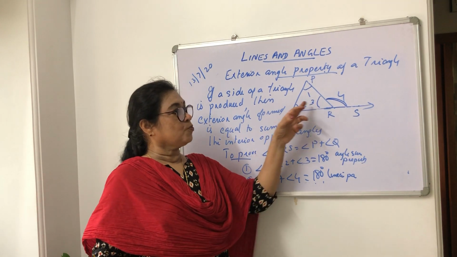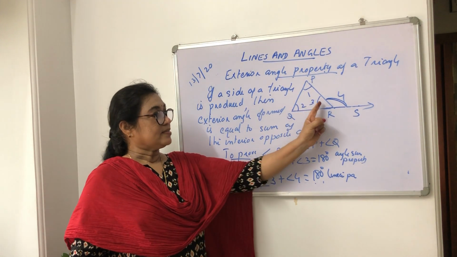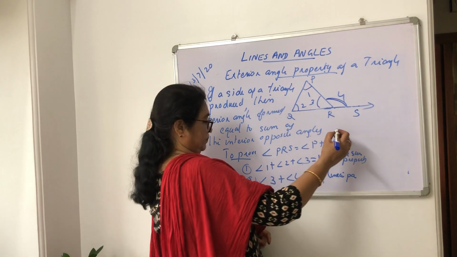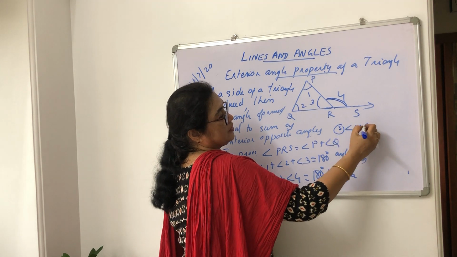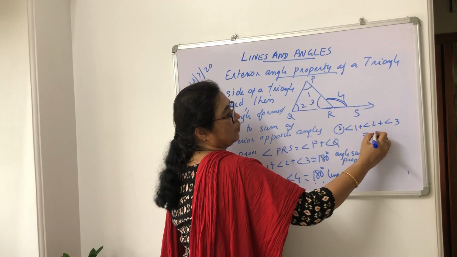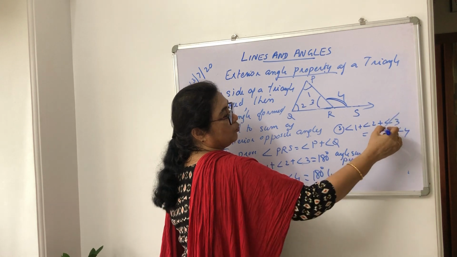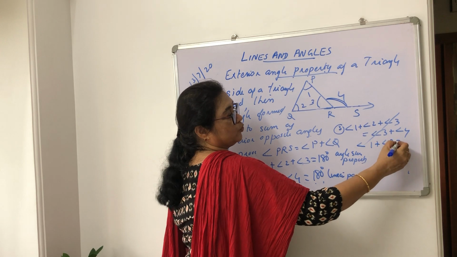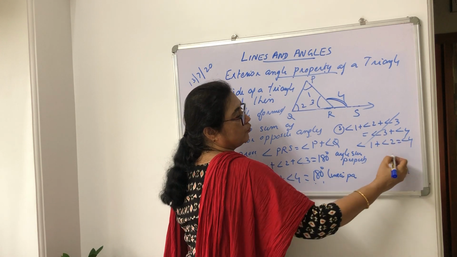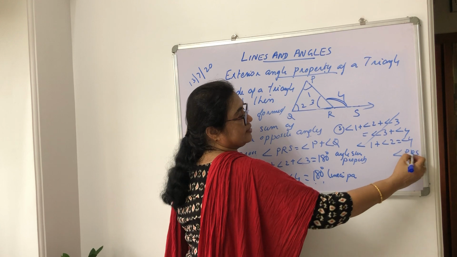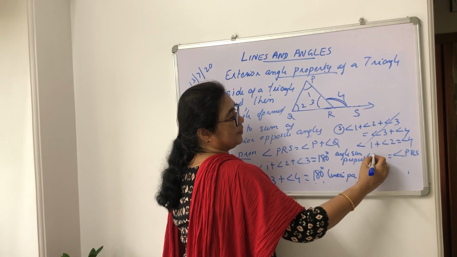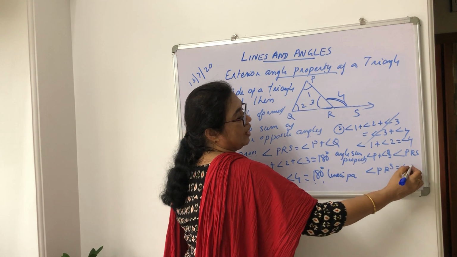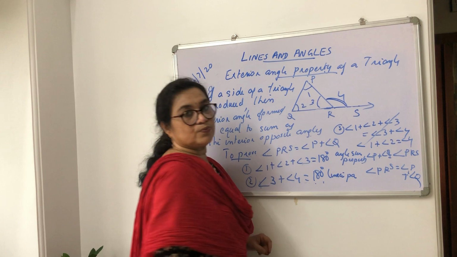Here 1 plus 2 plus 3 is 180. Angle 3 plus 4 is also 180. I can write these two are equal. Angle 1 plus angle 2 plus angle 3 equal to angle 3 plus angle 4. Both sides, 3 and 3 cancel. So you are getting angle 1 plus angle 2 is angle 4. Angle 4 is angle PRS. Angle 1 is angle P, angle 2 is angle Q. So angle PRS equal to angle P plus angle Q.